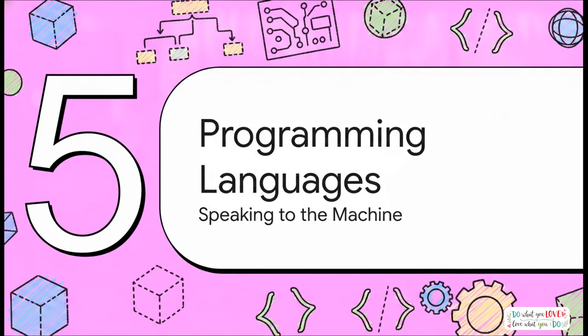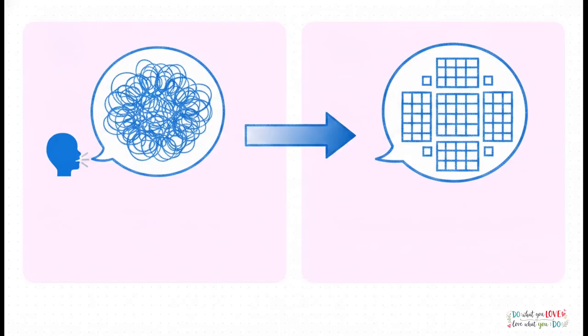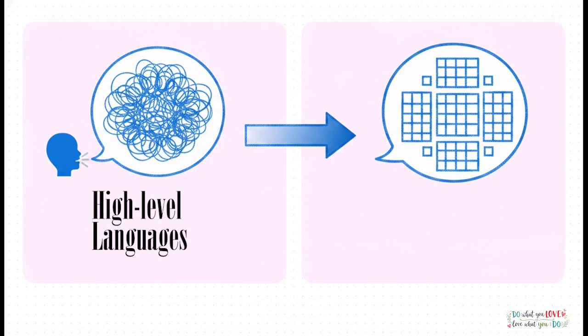Finally, let's look at Section 5, Programming Languages, Speaking to the Machine. You might be wondering, how is all this incredible software actually built? Well, we categorize programming languages into two distinct levels. High-level languages are much closer to human language. They're independent of specific computer hardware, making them way easier for developers to read, write, and debug.